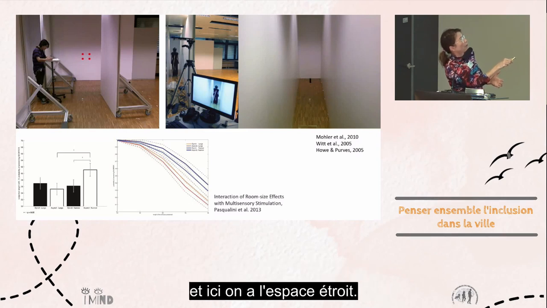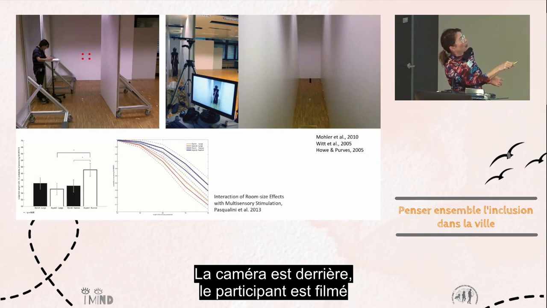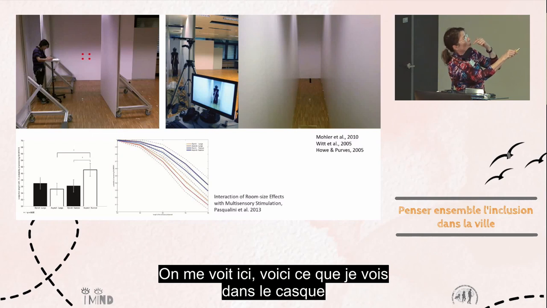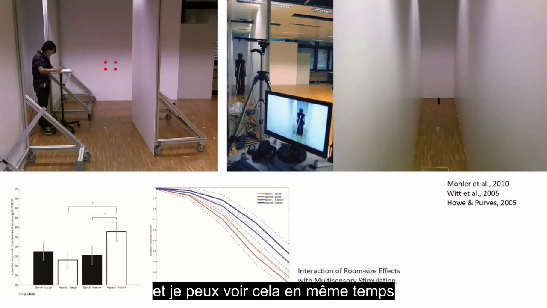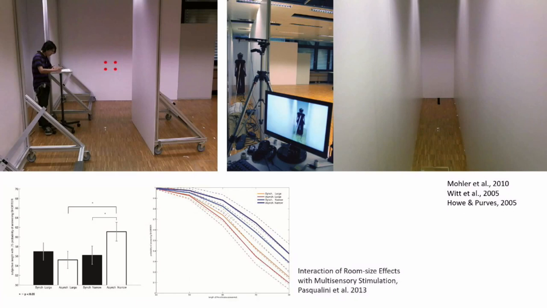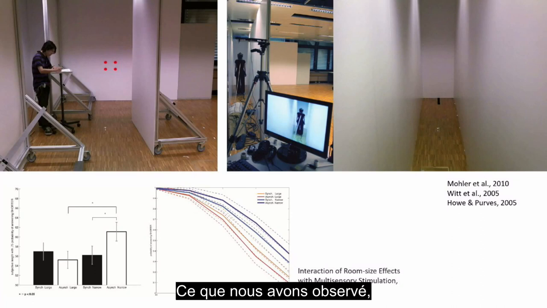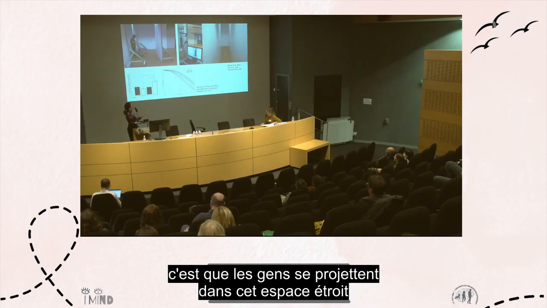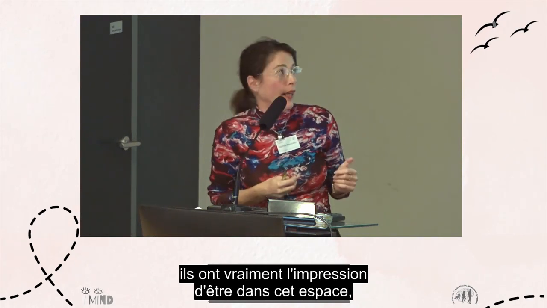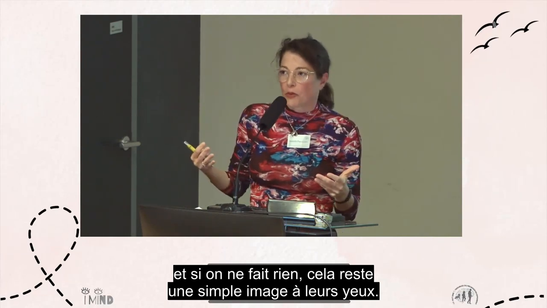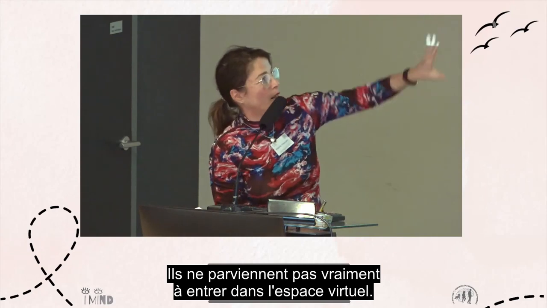And here you see the narrow space, so the camera from behind, the participant being filmed, and having this view on the glasses. So this is me, and this is what I see on the glasses. And this is my colleague who was stroking me on the back. And you see that I can see this at the same time. Or sometimes it's displaced. And when this is happening at the same time, I suddenly feel that I'm there. What we found was actually that people really project themselves into this narrow space when they are stroked on the back. So when they identify with the avatar, they really feel like they were inside that space. And if we don't, it remains a flat image to them. They can't really enter the virtual space.